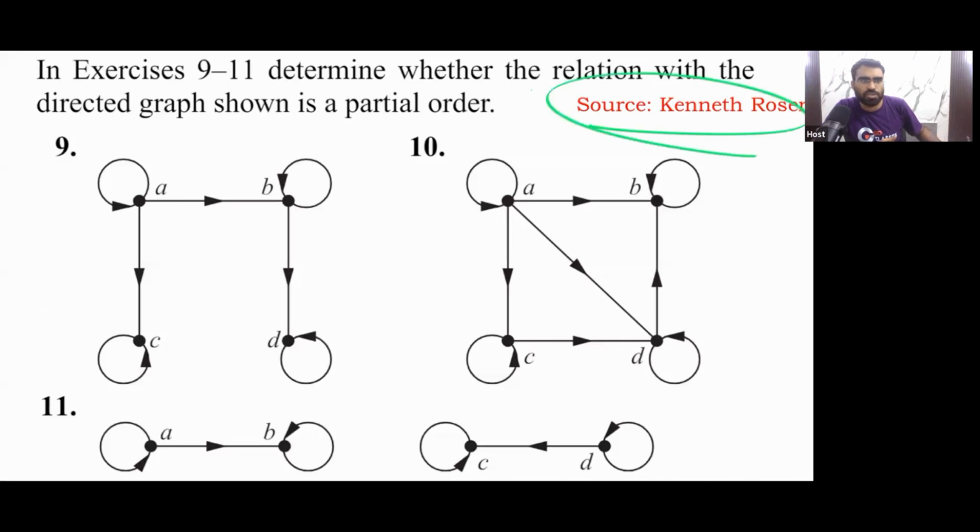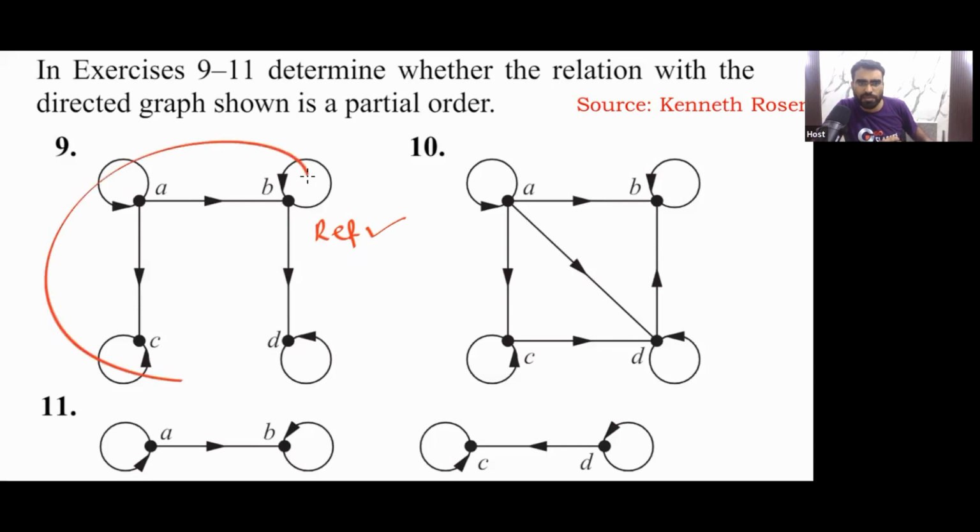This is from Kenneth Rosen. Question number 9, 10, 11. So graph representations are given to you. Which of them is partial order relation? Quickly tell me. What about question number 9? This is the graph representation A, B, C, D. You can see every node has a self loop. So this is reflexive. Between different nodes, do we have bidirectional edges? No. So that is the reason I can say this is antisymmetric also.